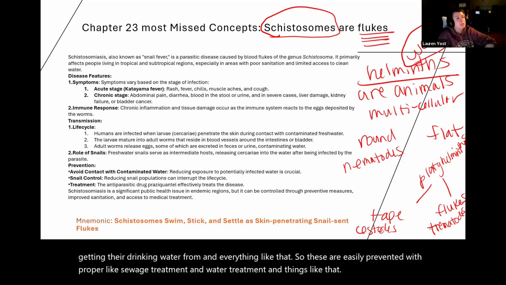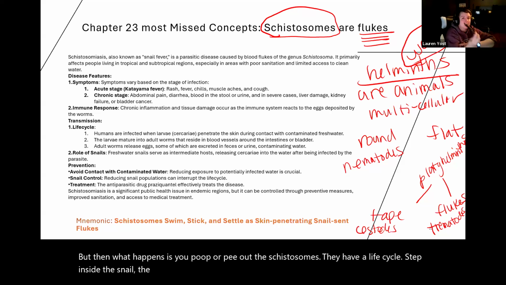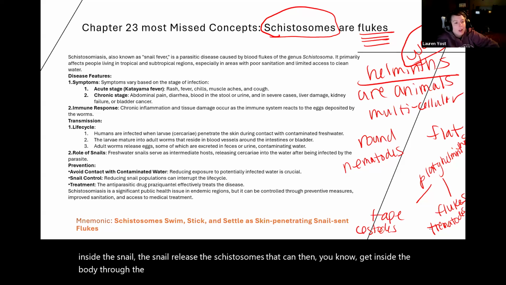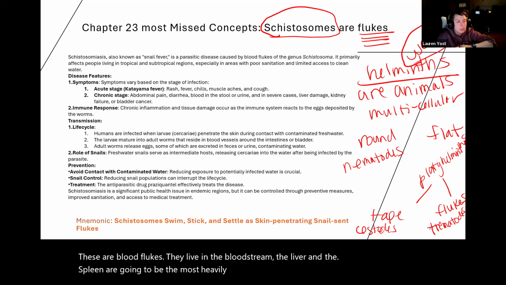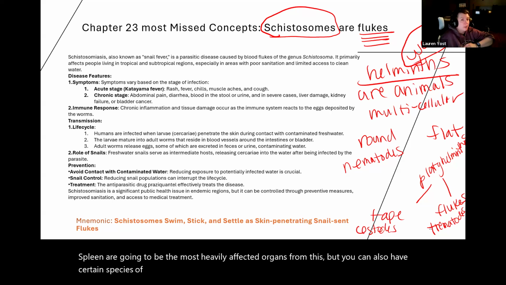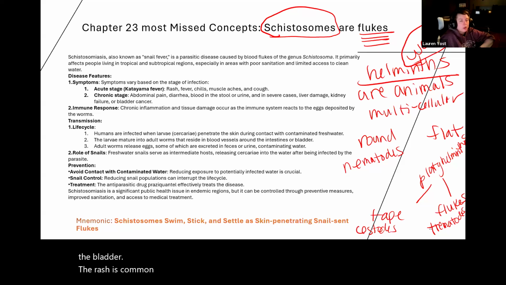But then what happens is you poop or pee out the schistosomes. They have a life cycle step inside the snail. The snail releases the schistosomes that can then get inside the body through the intact skin. These are blood flukes. They live in the bloodstream. The liver and the spleen are going to be the most heavily affected organs from this, but you can also have certain species of schistosomes that will aggregate in the bladder and cause issues with the bladder. A rash is common from the entry site, how these guys get in.